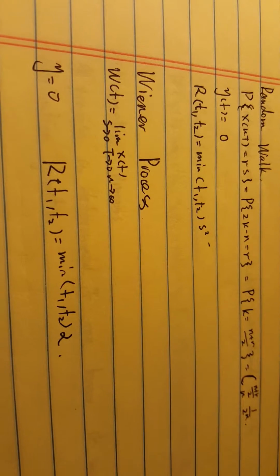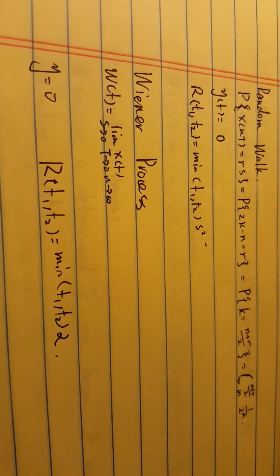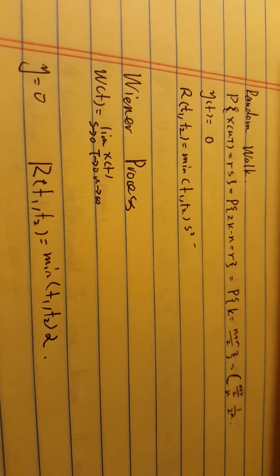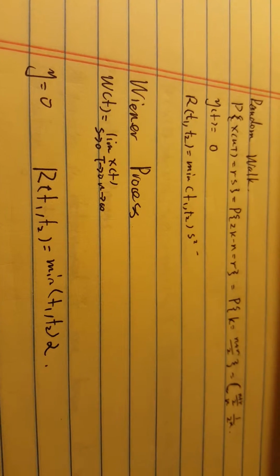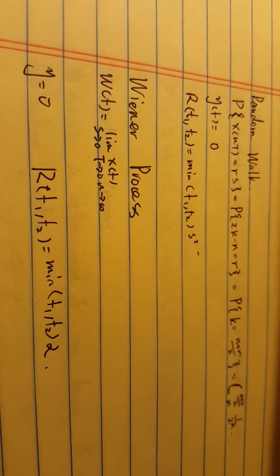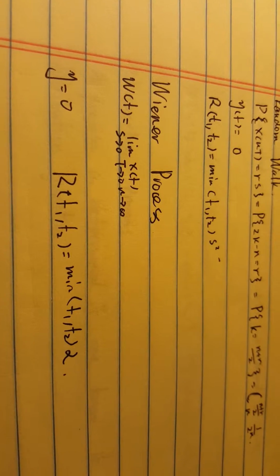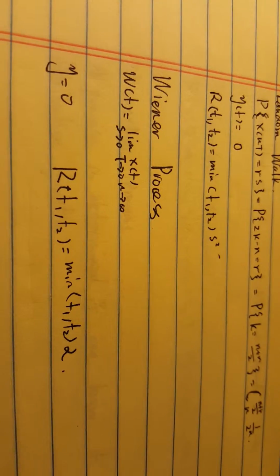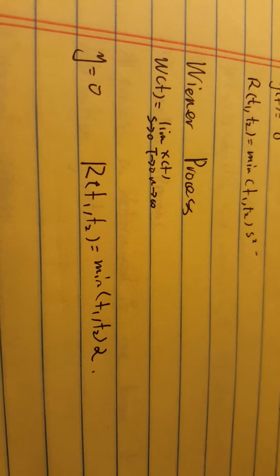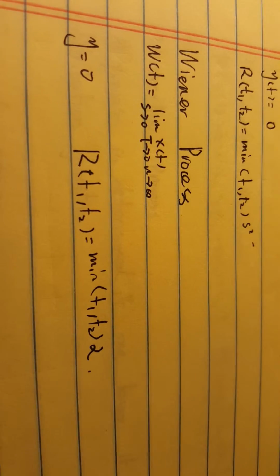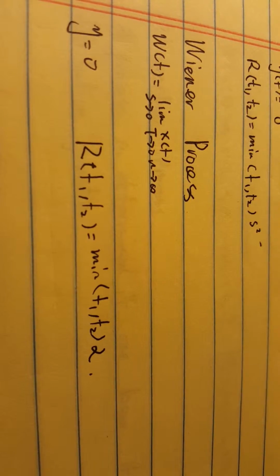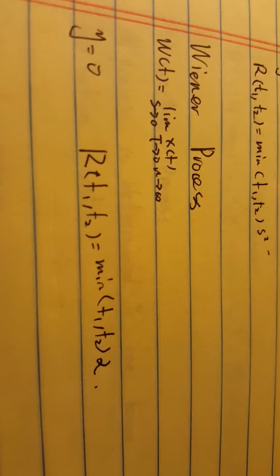The Wiener process is used to describe some very small things such as quantum smooth motion, and its mean is equal to 0, and its autocorrelation function is just equal to alpha times the minimum of t1 and t2.